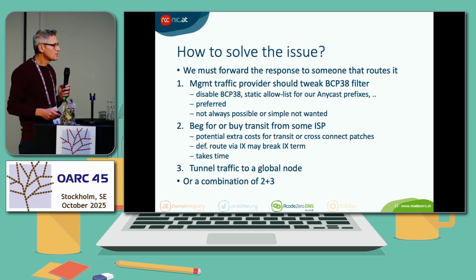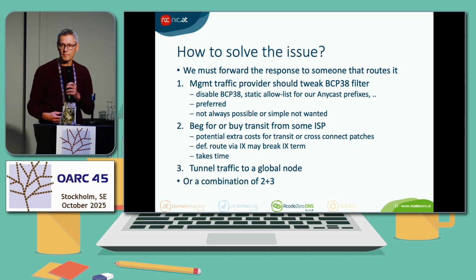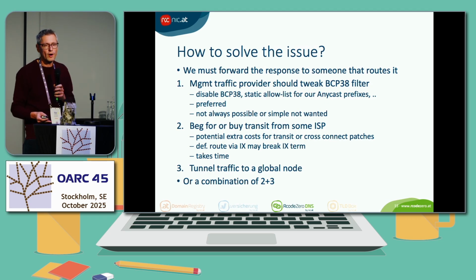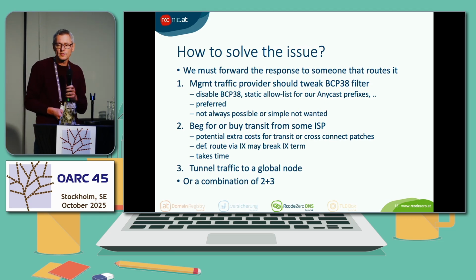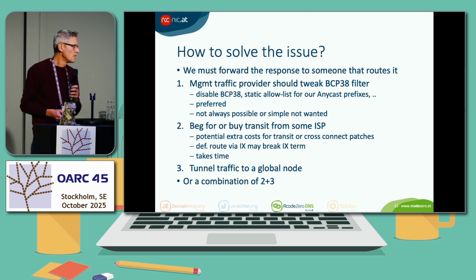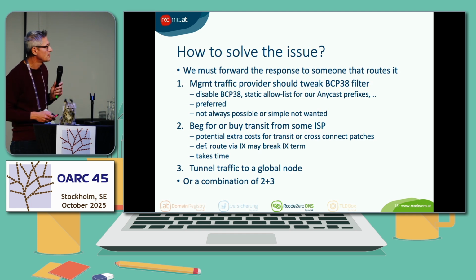And the third thing, which came to our mind, is: we have global nodes where we don't have problems, but we only have problems on the local node. So why can't we just forward the traffic to one of our global nodes, and then we can send the response out to the internet without any problems? And we have now implemented a combination of 2 and 3.